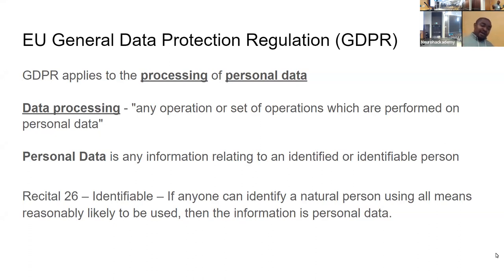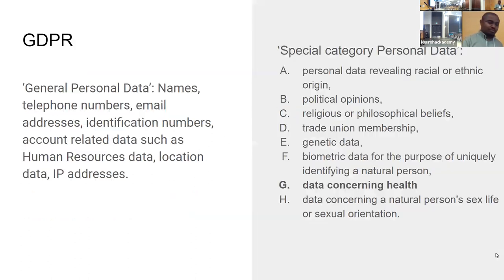And identifiable is if anyone can identify a natural person using all means reasonably likely to be used. And reasonably likely to be used was exactly what I was talking about earlier on: time, cost, and technology. By personal data, I mean names, telephone numbers. When you do your research, you can collect names or phone numbers or emails. These are all personal data, or ID, or social security number, or HR, human resource data, location data, IP. These are all general personal data.